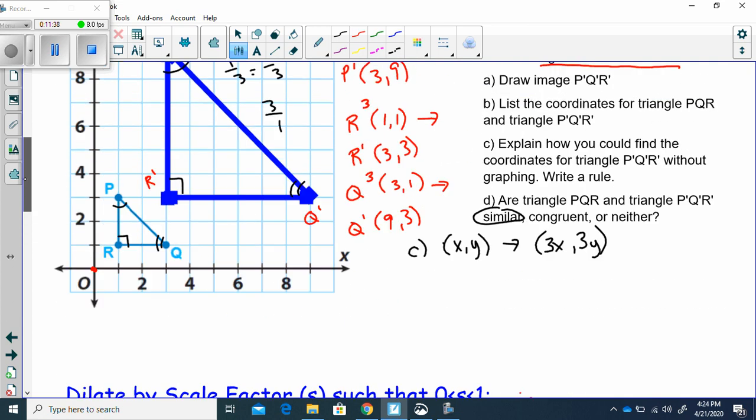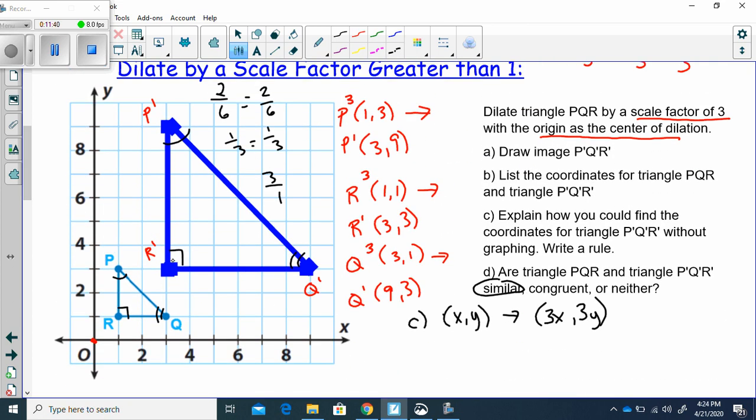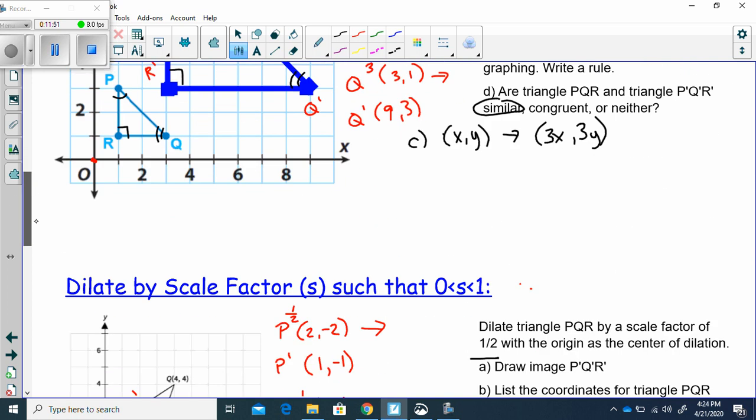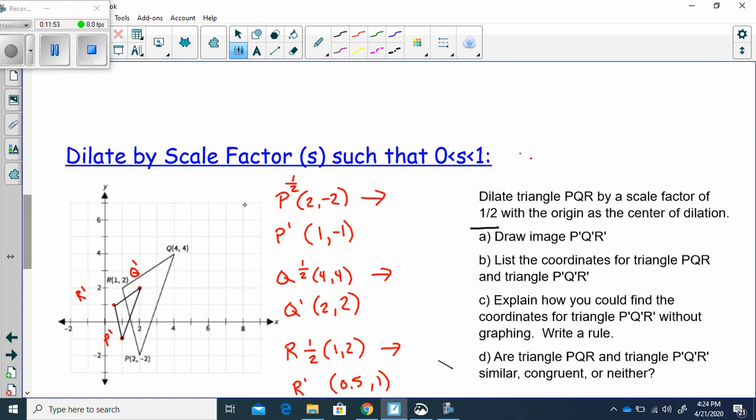Up here, notice when we dilated by a scale factor of 3, our image got bigger and it moved farther from the center of dilation. When we dilated it by a scale factor that's a fraction between 0 and 1, the image got smaller. It's half the size it was before, and it got closer to our center of dilation.